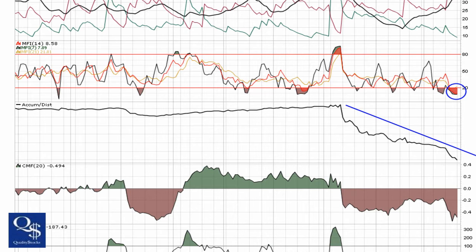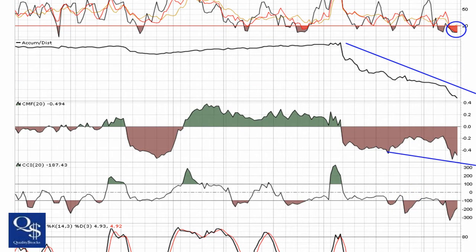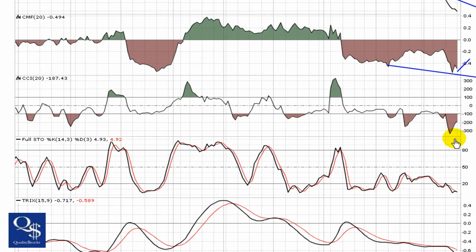Accumulation distribution is still on a sharp downtrend. Chaikin money flow is actually making lower lows through here. What we'll look for is any sort of signs of a possible reversal with some buying pressure coming back in. See the CCI is trending back up. Bottom feeders will look for that break of negative 100.